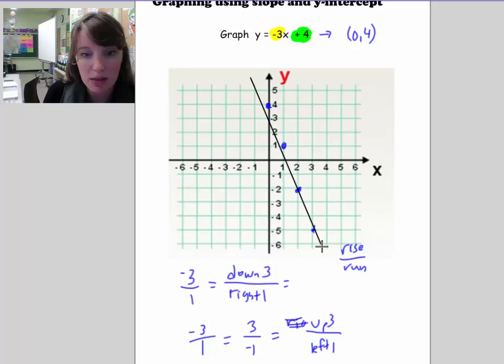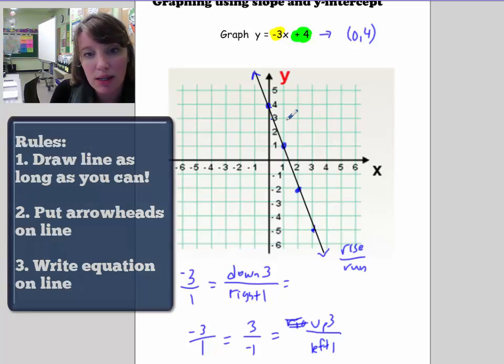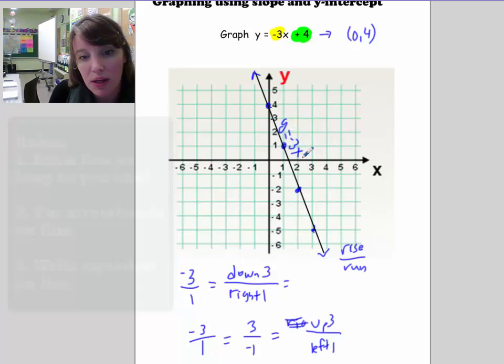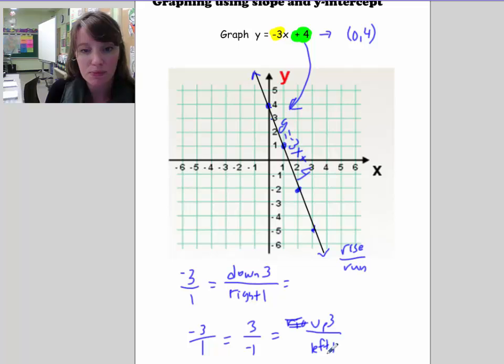Now notice that I sort of made my line a little crooked. I'm going to go back and fix it. Make sure to draw your line as long as you can in the space that you've been given. Always go back and put your arrowheads in. Okay, and then write the equation of the line on here. Now it's not easy to turn my screen, but it's easier for you to turn your paper so that the equation lies right on the line. But this was the equation up here. Always write it on top of your line. Okay?